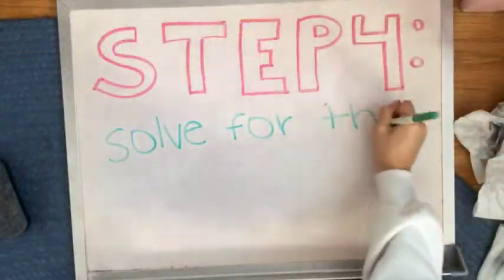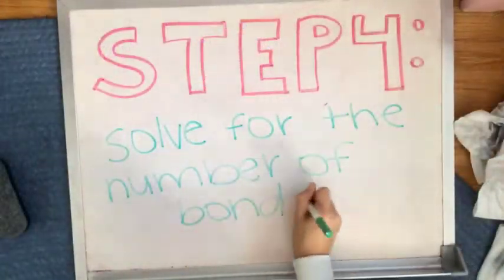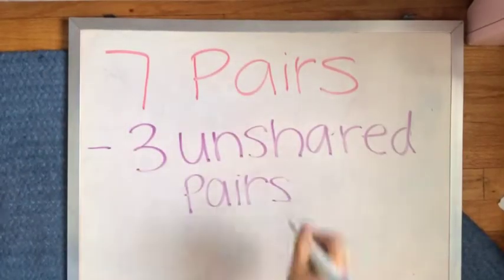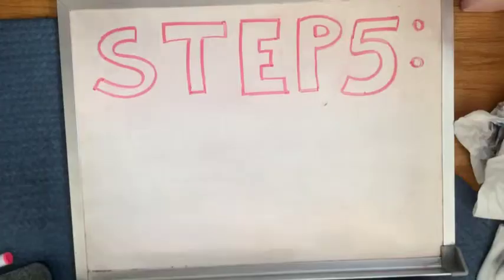If you figure that out, you can move on to step 4, where you solve for the number of bonds. To do this, you take the 7 pairs and subtract the 3 unshared pairs. This will leave you with 4 bonds. Finally, in step 5, draw out the molecule.